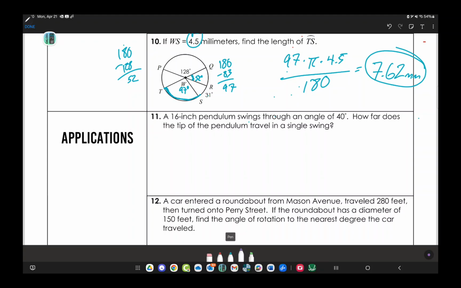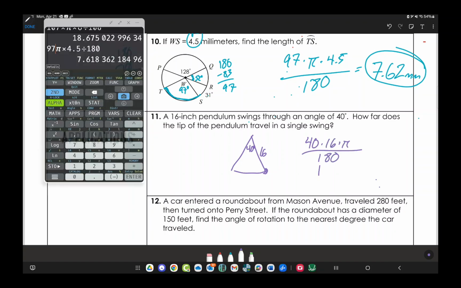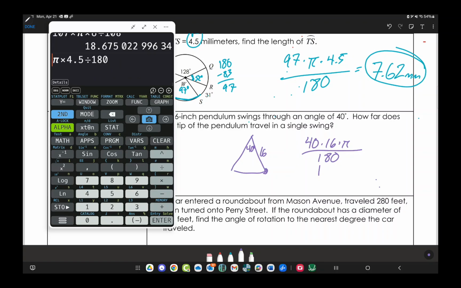All right, a 16-inch pendulum swings through an angle of 40 degrees. How far does the tip of the pendulum travel in a single swing? So we have a pendulum. It's swinging 40 degrees. It is 16 inches long. So that is 40 times 16 times pi over 180. That gives you 11.17 inches.